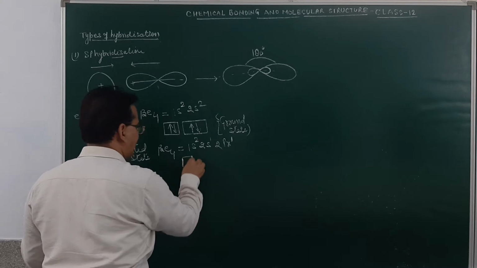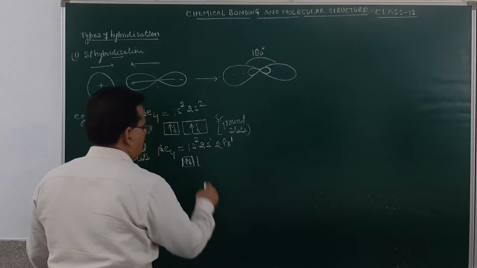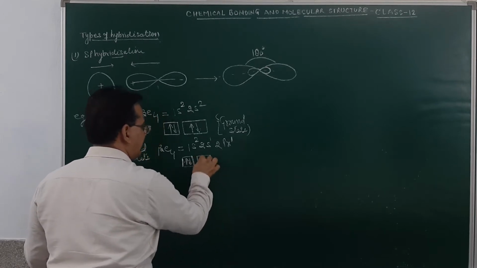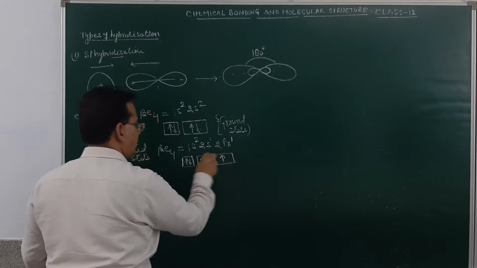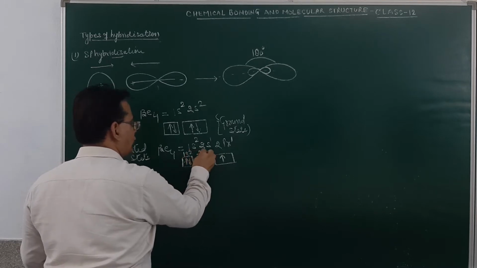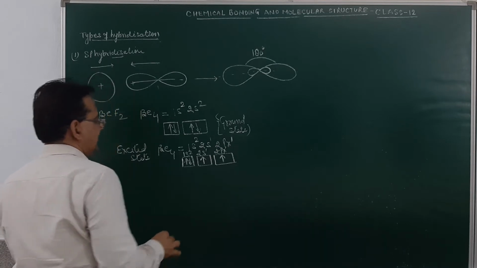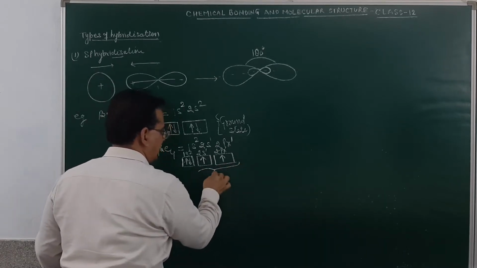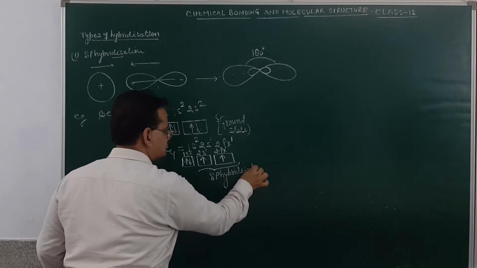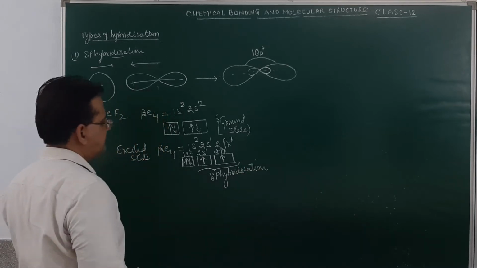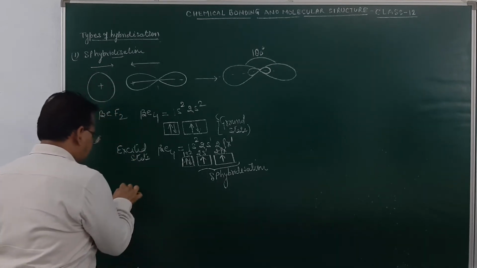This is the 1s orbital and this will be the 2s orbital. The 2s orbital will have 1 electron. The 2px orbital will have 1 electron. So, this is 1s2, 2s1, 2px1. This s and p will overlap and the type of hybridization will be sp hybridization. Am I clear? Now how many hybrid orbitals are formed over here? 2.